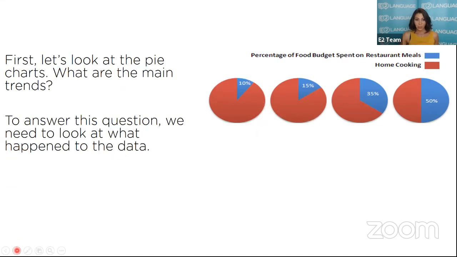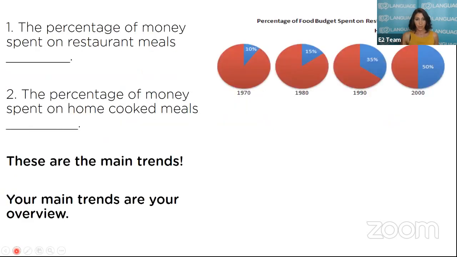To answer this question, we need to look at what happened to the data. Did it increase or decrease over time? So, the percentage of money spent on restaurant meals did what? What happened to that data? The percentage of money spent on restaurant meals increased. We can see it went from 10 to 15 to 35 to 50. So that's a clear increase.